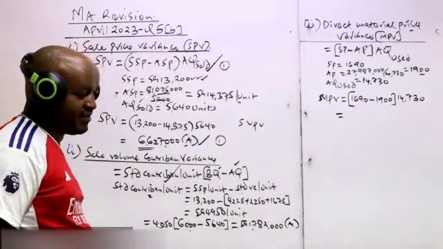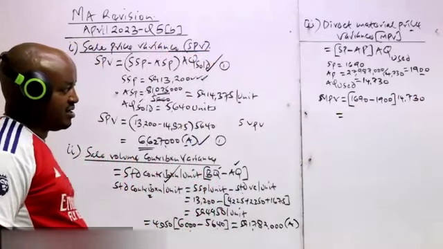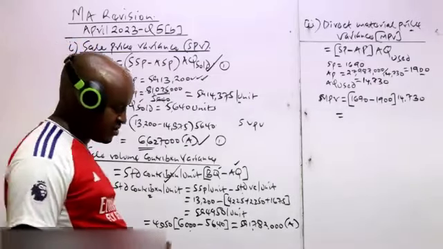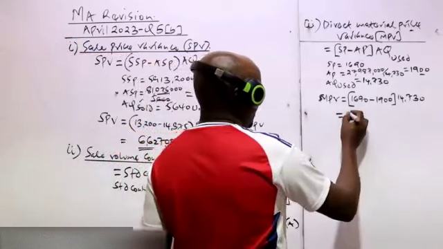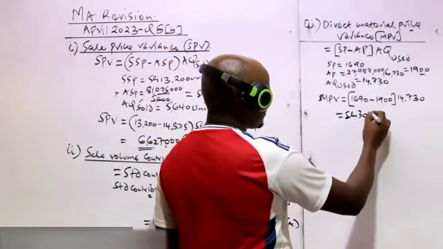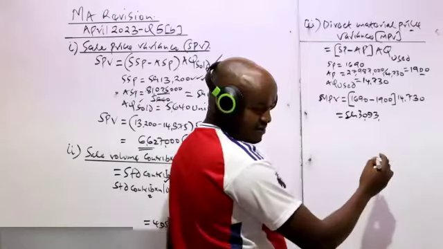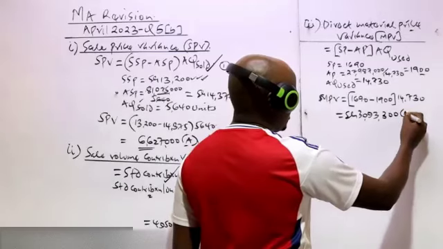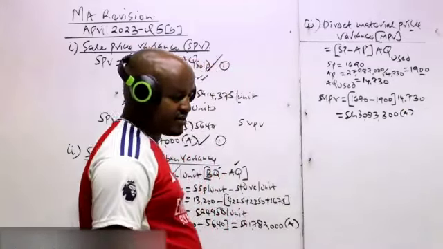That will give us a negative. The company paid more money when buying materials than what was budgeted to be paid. So this will be shillings 83,300, which is basically what? Which is adverse.